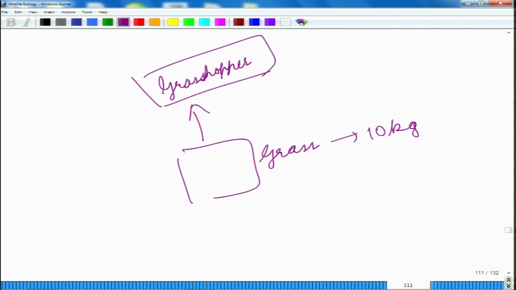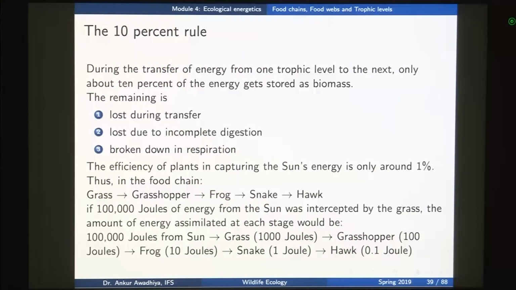And we have a rule of thumb in this case which goes by the name of the 10% rule. Now, the 10% rule says that during the transfer of energy from one trophic level to the next, only about 10% of the energy gets stored as biomass. So, the ecological efficiency is close to about 10%. The remaining is lost during transfer, lost during incomplete digestion and broken down in respiration.